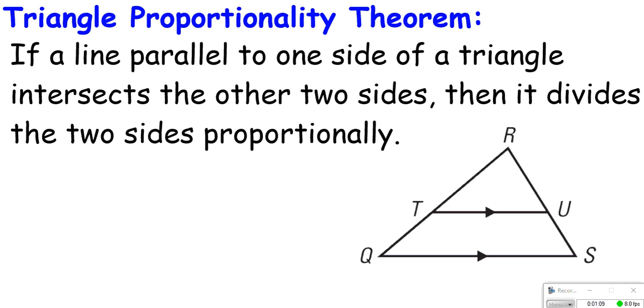So the triangle proportionality theorem, now that we know what proportional means, says if a line parallel to one side of a triangle intersects the other two sides, so for example, TU is parallel to one side of the triangle and it intersects these two sides of the triangle, then we know that it divides these two sides proportionally.